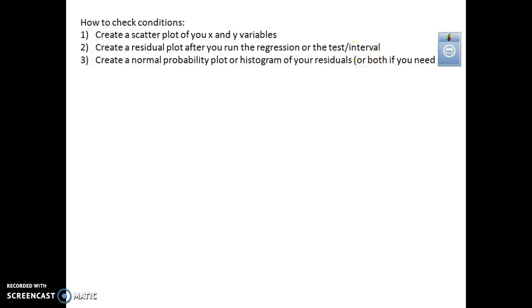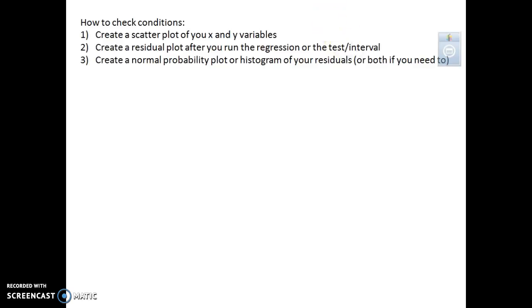And you must do that first because it creates what is called a residual file, and you use that for the second plot. You also use it for the third plot, which is a normal probability plot of your residuals, or a histogram of your residuals, or if one doesn't give you the confidence that you need, then you can look at the other. Some of you may develop a preference as to one over the other as you practice this more and more. So we'll look at both of those options.